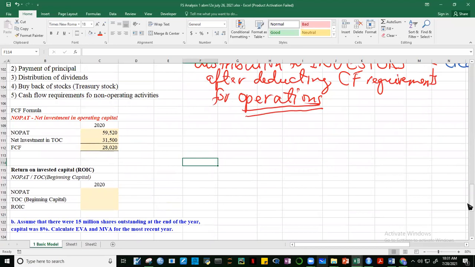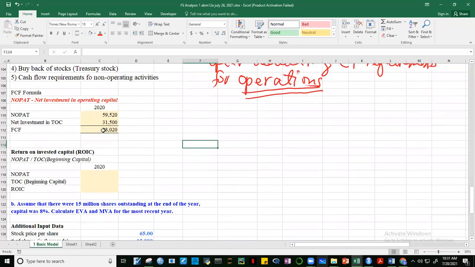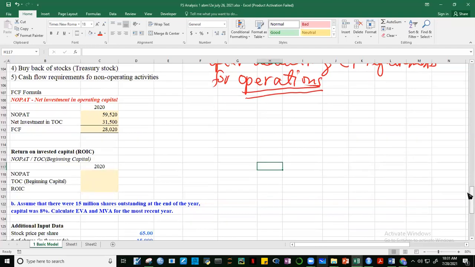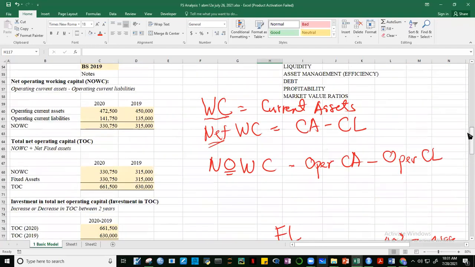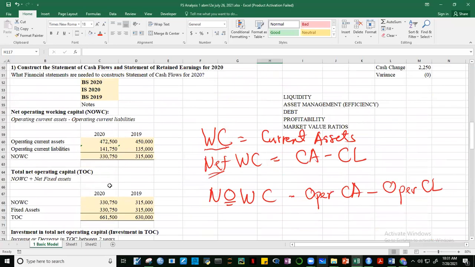Okay, balikan na natin to. So ang free cash flow natin 28,020. Babalikan natin kung saan ginagamit tong free cash flow. In the meantime, guys, what we want to do is ask the question: okay ba yung performance ng kay Kendrick? TOC is total operating capital. Ito 'yon. TOC is this one. Okay, thank you.